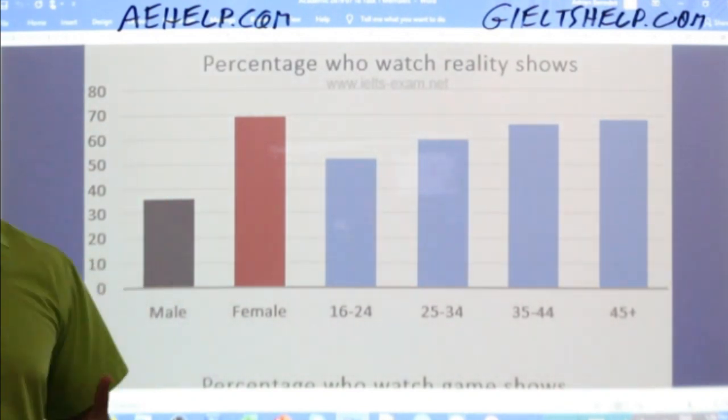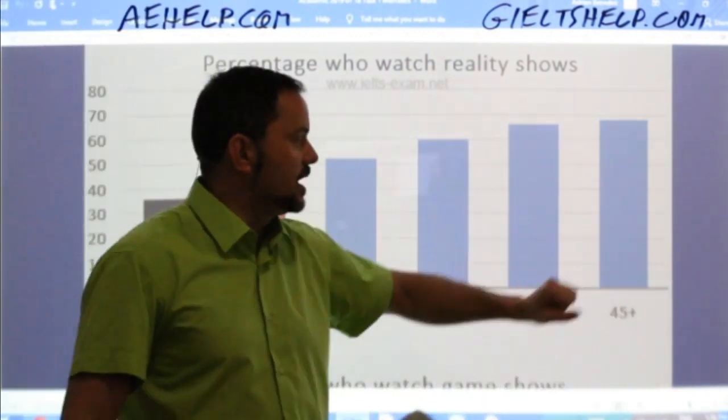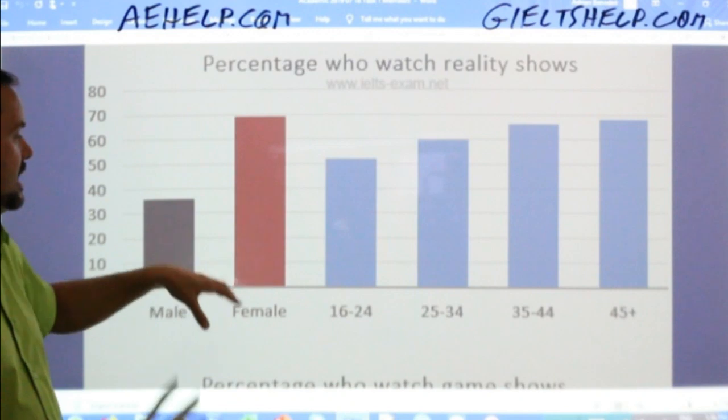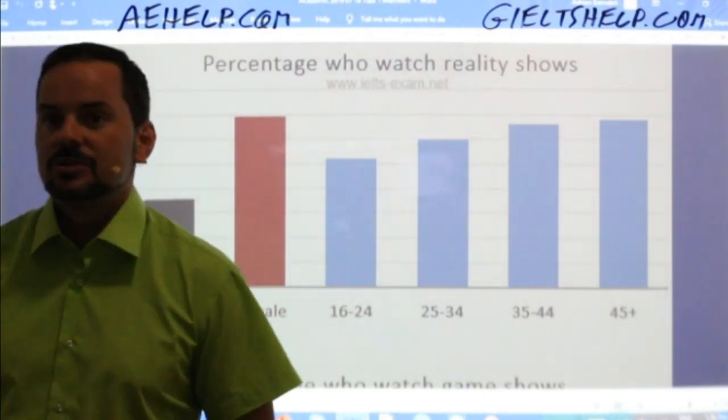Now in the paper-based exam, you would probably see this as just one gray color, and then you would see this maybe as black and this one as white, or a pattern. You don't have colors on the official IELTS.